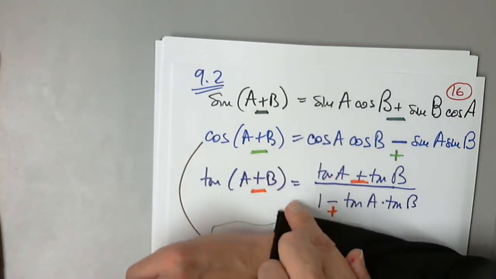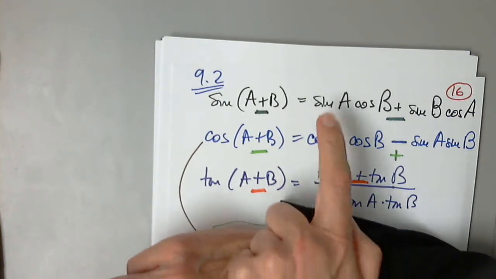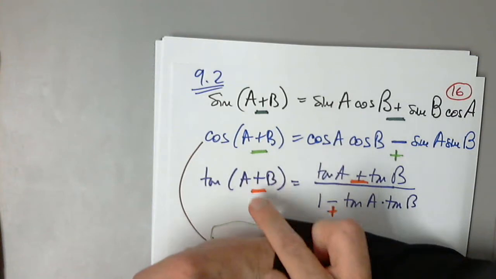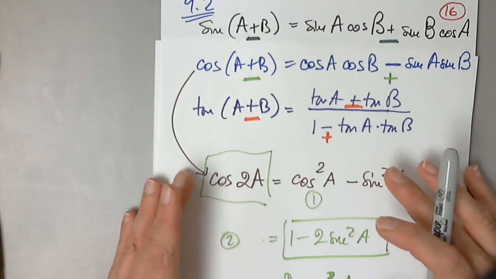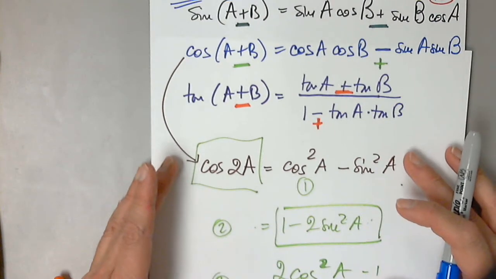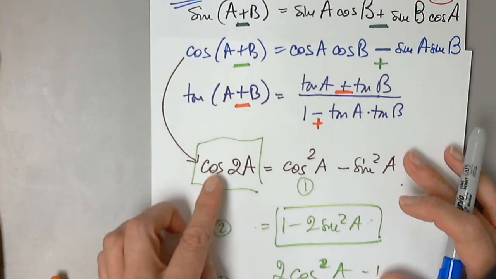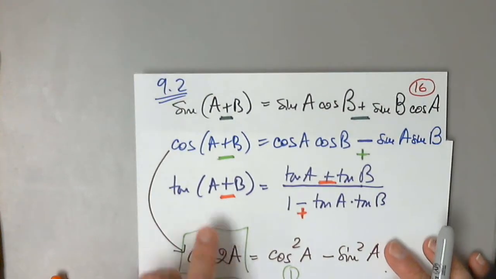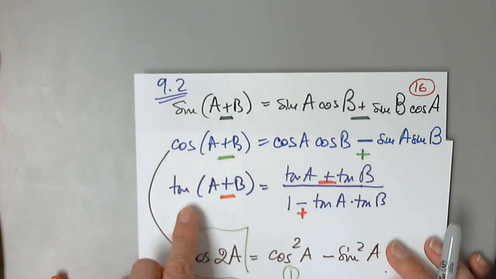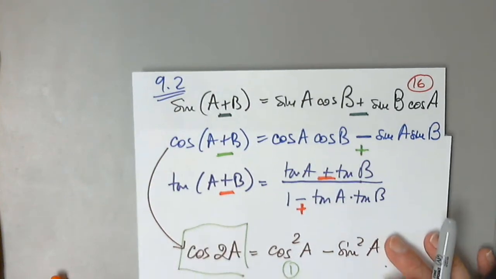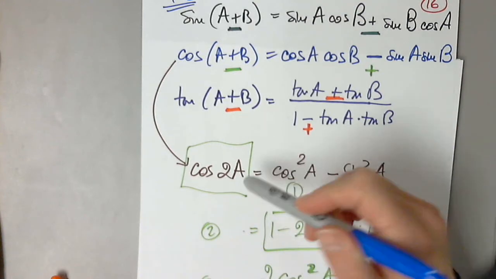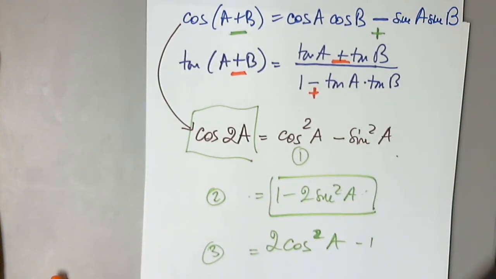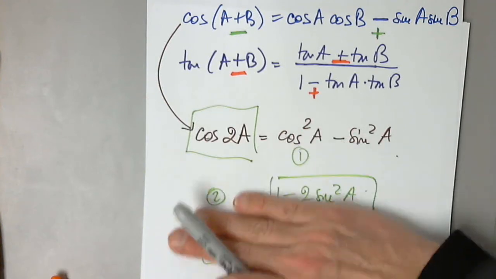Identities. These are the sum and the difference formulas. Of course, sine of a sum, sine of a difference, cosine of a sum, cosine of a difference. These we're going to get to a little bit later. These are the double angle formulas. As you see, cosine twice A. We also have sine twice A, and we also have tangent twice A. But I had to present these so we can get to the one that we wanted to look at. So we clarify the previous identity. But we're going to get to these again.